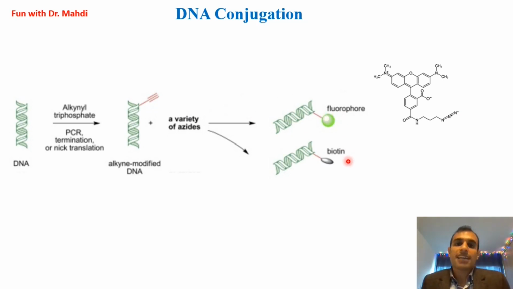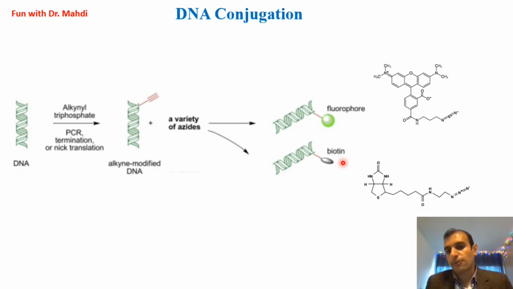Or sometimes, for example, we would like to have a vitamin attached to the DNA. Again, we need to have alkyne-modified DNA. We need to have alkyne in the structure of DNA. In the next step, we can use a vitamin such as biotin with an azide group. For example, we can use biotin azide. It's a structure of biotin with an azide group.